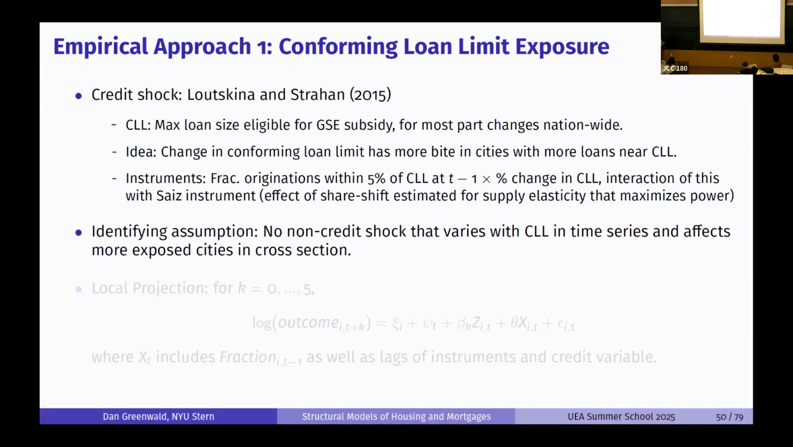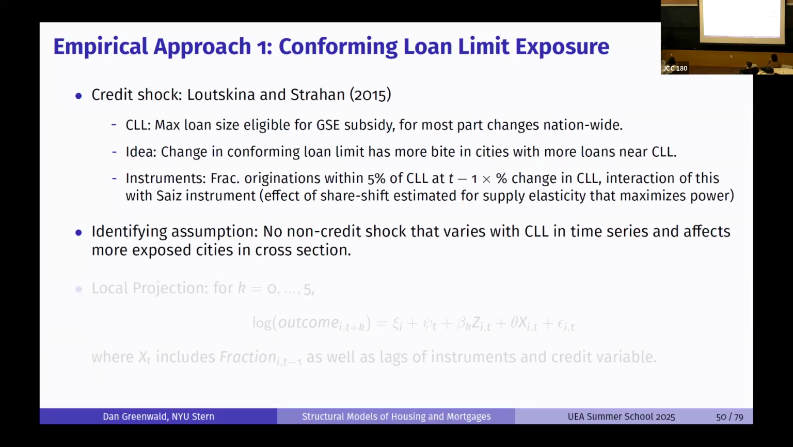We're going to use this shock, and it's based on the conforming loan limit. The conforming loan limit is the maximum loan size that lets you be eligible for the GSE subsidy. The GSEs charge you a G fee to insure loans, but the G fee is too cheap. They're kind of undercharging you, and that makes GSE loans in some sense subsidized. Now, this CLL changes mostly uniformly nationwide.